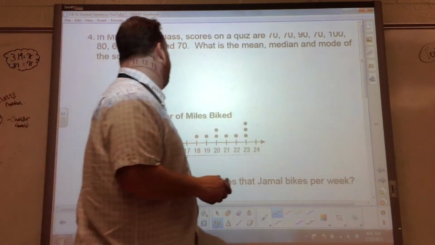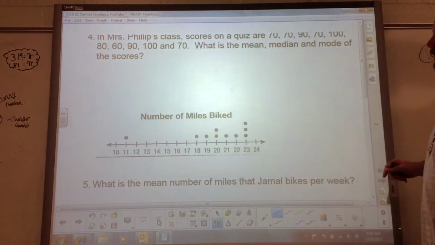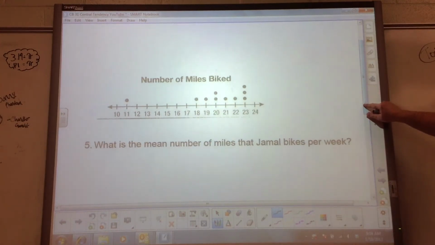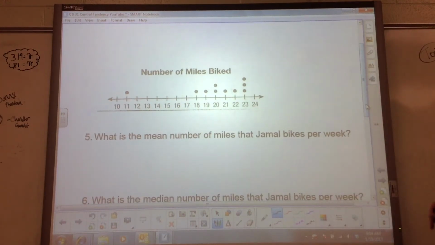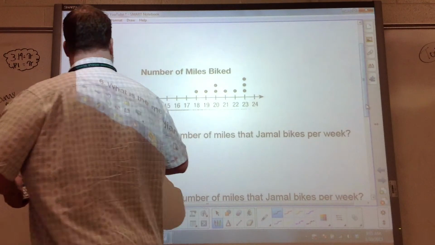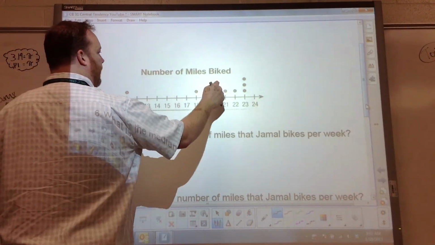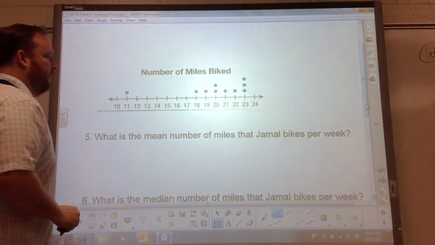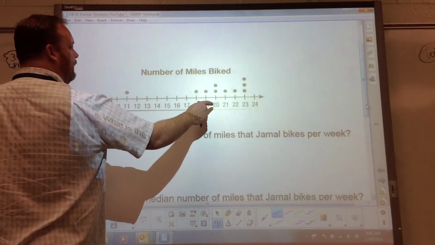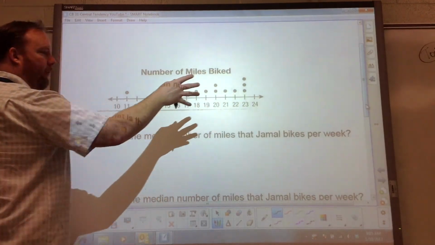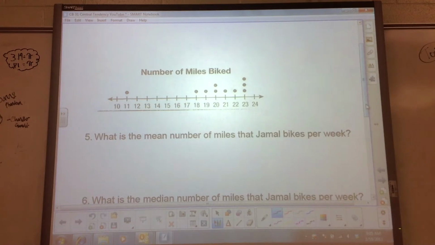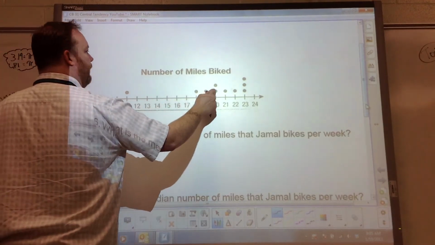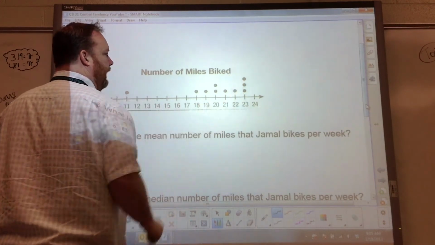Okay. Number of miles biked we have. What is the mean number of miles that Jamal bikes per week? Okay. We would simply add these up and divide by 1, 2, 3, 4, 5, 6, 7, 8, 9, 10. So we're going to add up 11, 18, 19, 20, 21. We're going to add up however many we have of each and divide by the total number of the data set.